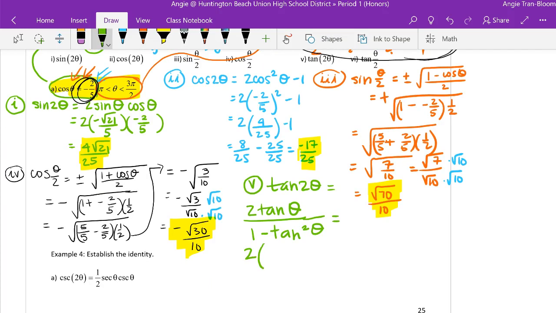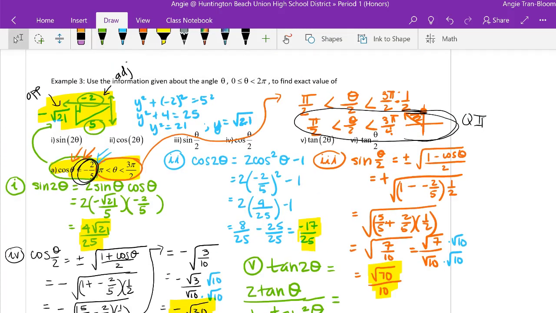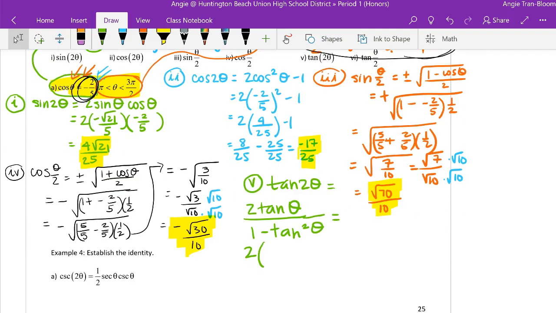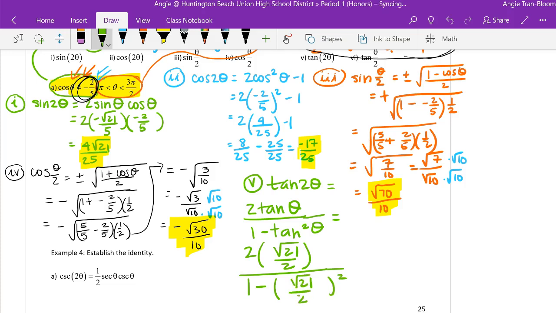Okay. And we just mentioned that tangent is opposite, which is negative root 21 over negative 2, which is a positive root 21 over 2. Okay, that's my numerator. Divided by 1 minus tangent squared. I already have the tangent, so I'm just going to put the square. Square root of 21 over 2. Then from here, I'm going to slowly work this out, cancel out things when I can.